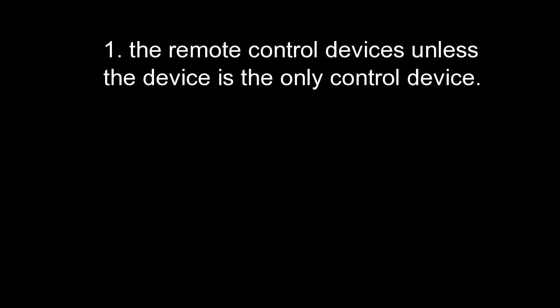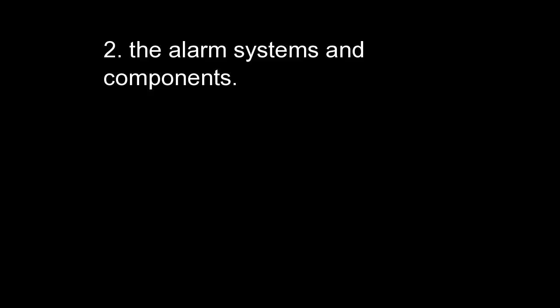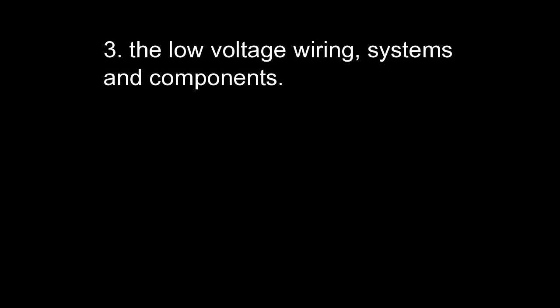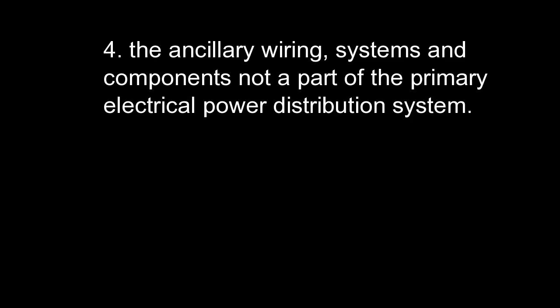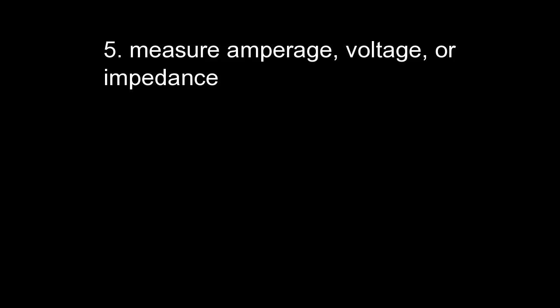7.2 The inspector is not required to inspect: 1. The remote control devices unless the device is the only control device. 2. The alarm systems and components. 3. The low voltage wiring, systems and components. 4. The ancillary wiring, systems and components not a part of the primary electrical power distribution system. 5. Measure amperage, voltage, or impedance.